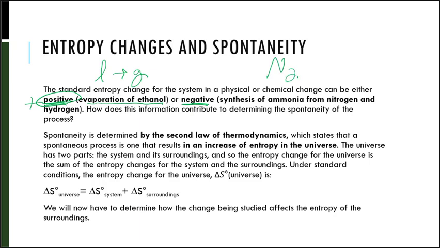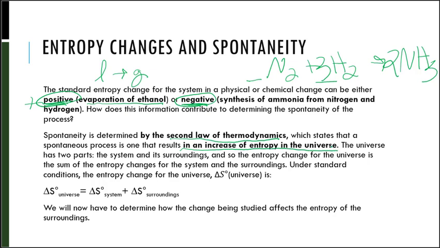If I have nitrogen gas and hydrogen gas to make ammonia, I have 4 moles of reactants and 2 moles of products. That would be a negative entropy change. How does this information contribute to determine the spontaneity of the process? Well, spontaneity is determined by the second law of thermodynamics, which states that a spontaneous process is one that results in an increase of entropy in the universe.